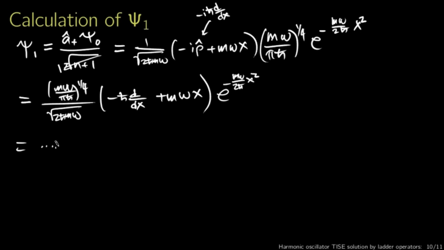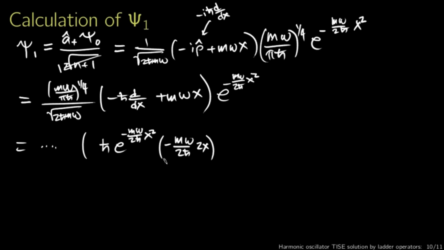What we end up with is the constants we had out front, and taking the derivative of an exponential, we're just going to get the exponential back. So we're going to have an h bar e to the minus m omega over 2 h bar x squared times the inner derivative, the derivative of what's in the exponent itself, which is minus m omega over 2 h bar times 2x.